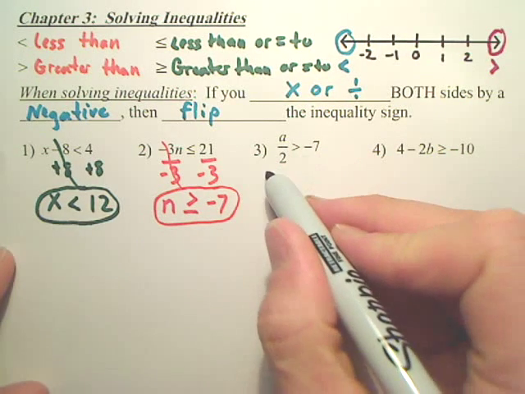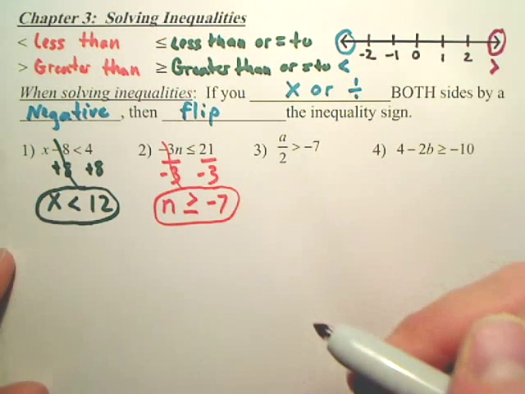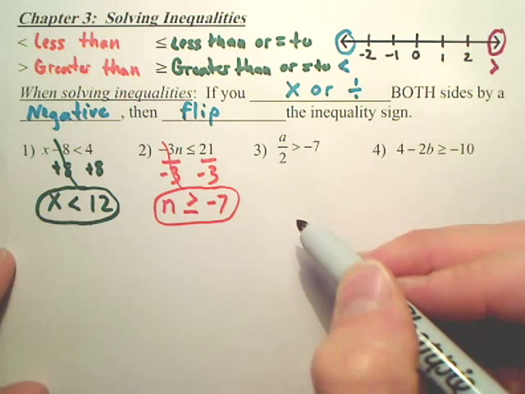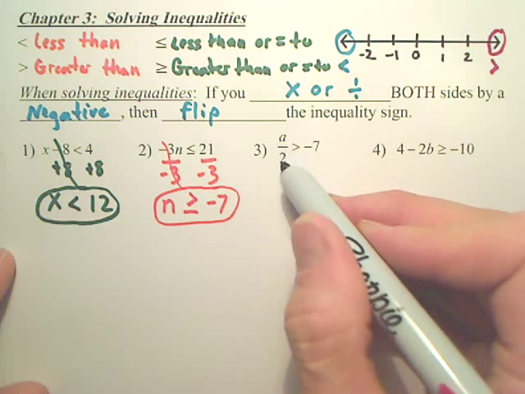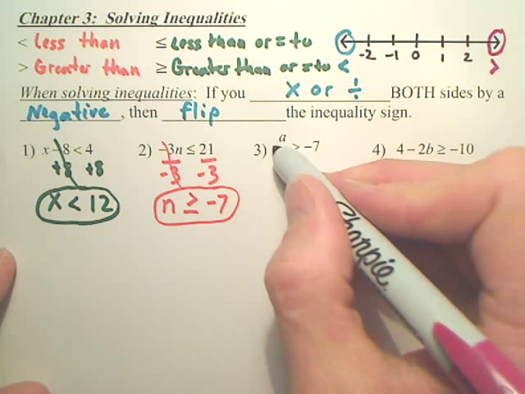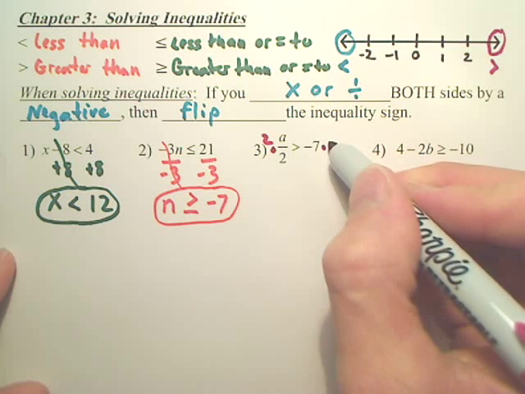Number 3, sorry. I want to solve for A. How do you get this 2 off the A? Well, the 2 is divided from the A, so the opposite of divide is multiply. So it looks like I'm going to multiply both sides by 2.